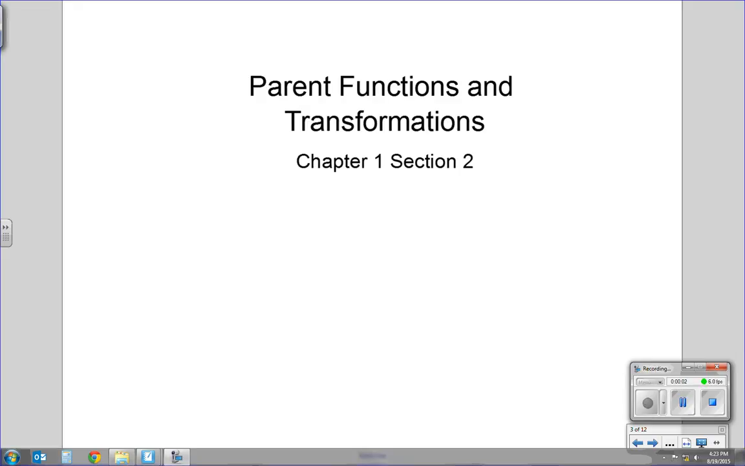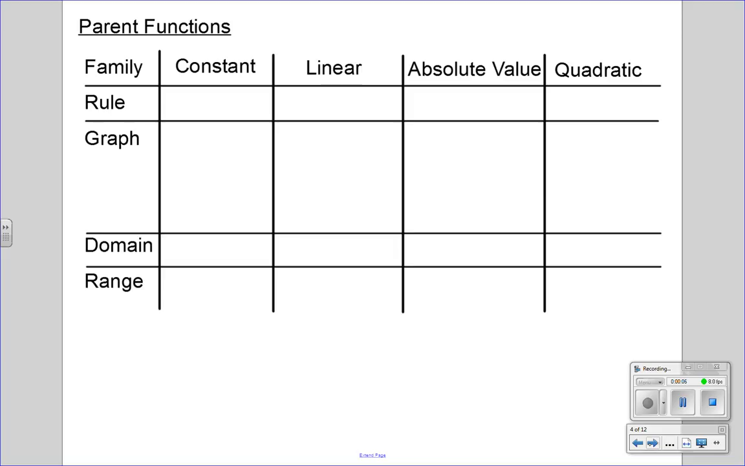to be talking about parent functions and transformations. So the first thing that I'm going to do is fill in this chart of parent functions. So let's start filling this in. The rule for a constant parent function is f of x equals 1. And the graph is going to be a horizontal line on 1.